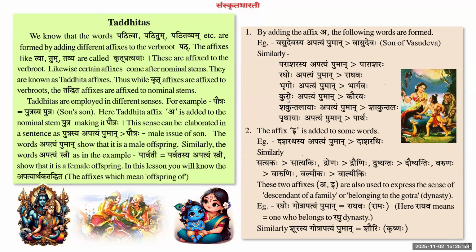Kuroh apatyam puman, Kuruh, Kuroh, Kauravah. So ku became kau, not ko. Kauravah. Okay. So vriddhi, not guna. Kauravah. Shakuntalayah apatyam puman Shakuntalah. A becomes a due to vriddhi, and Shakuntala becomes Shakuntalah, that is a pullinga ending. Like we studied earlier, if it was stri, I don't know if Shakuntala had a female offspring. Poor thing. She struggled with the one offspring that she had. Let's not worry about the son. Yes, daughter, but if there were one, she would have been Shakuntala.